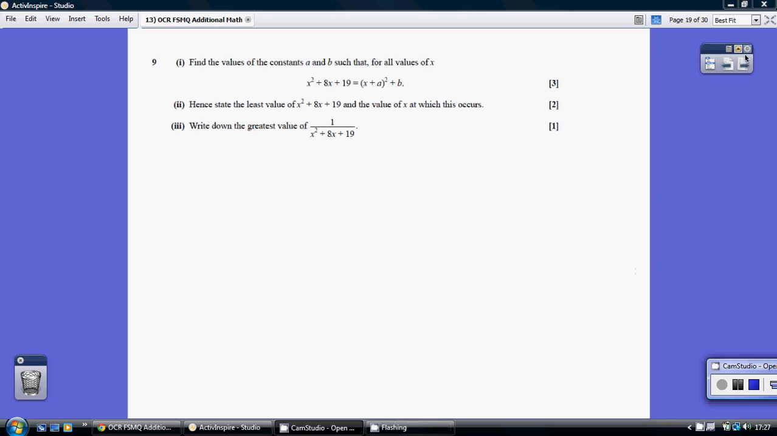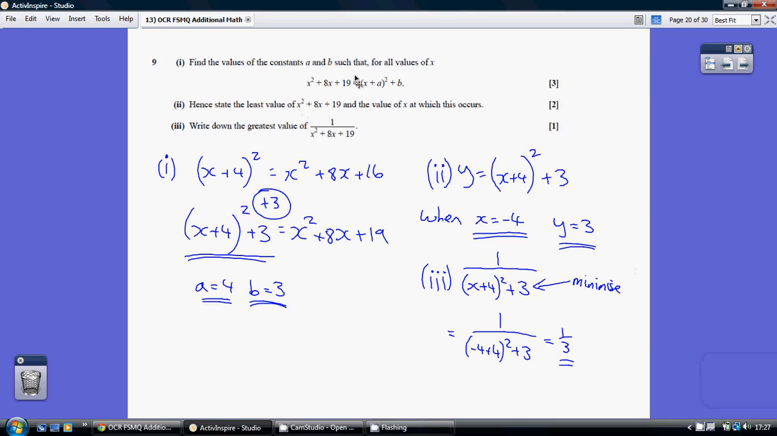Question 9. So very straightforward, completing the square to start with. Remember, the key bit is our opening decision, which is to consider x plus something all squared. And what's this something? Well, it is half the coefficient of the x. So we've got 8 here, so we consider 4. Now x plus 4 all squared gives us x squared plus 8x plus 16.